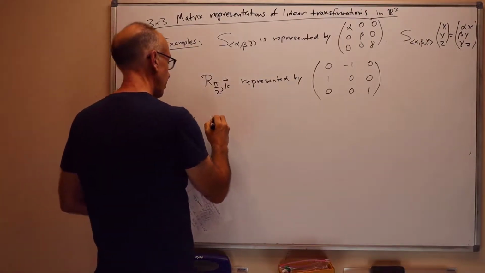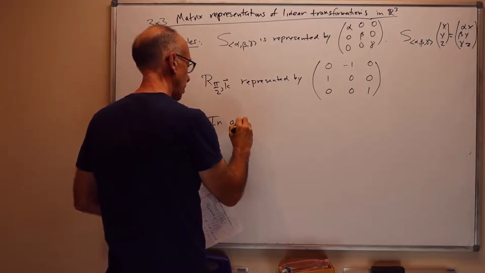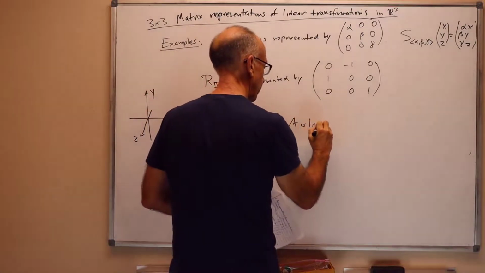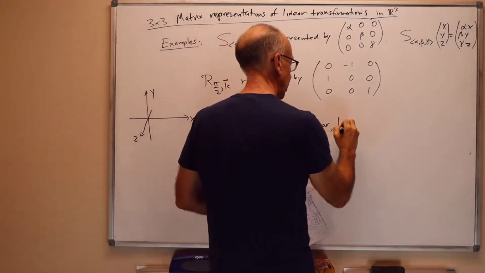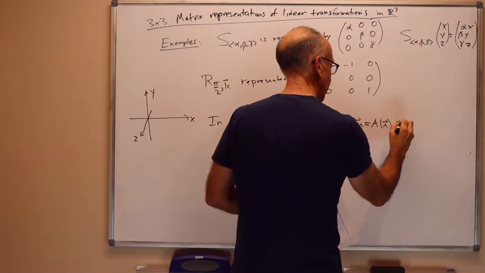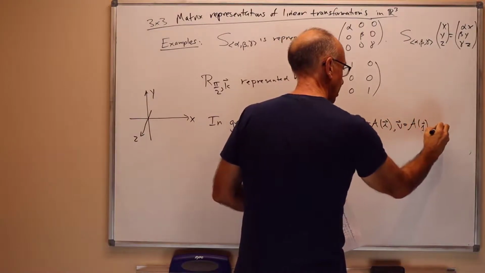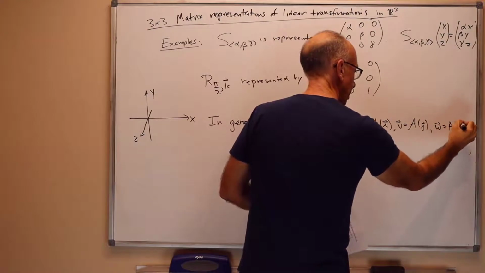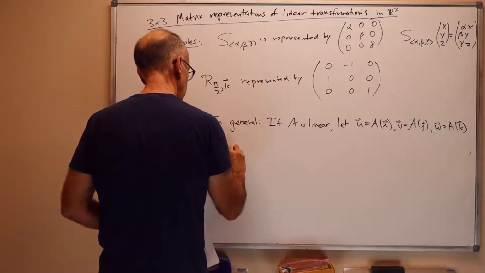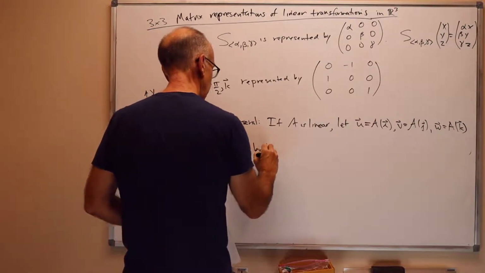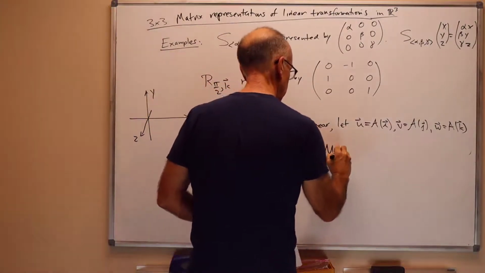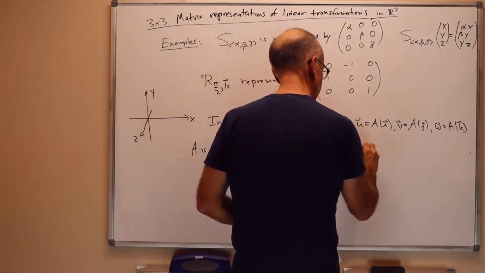More generally, if A is a linear transformation, we let U equal A of the i vector, V equal A of the j vector, W equal A of the k vector, and then A is represented by the 3 by 3 matrix M, which in block form is U, V, W.